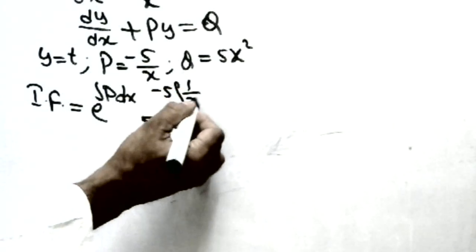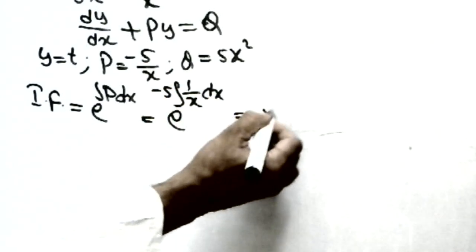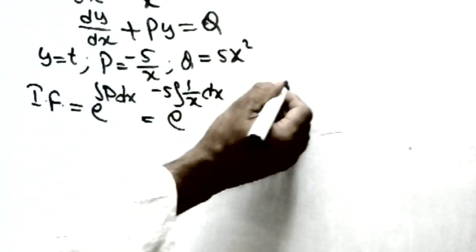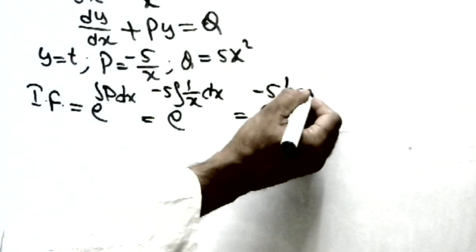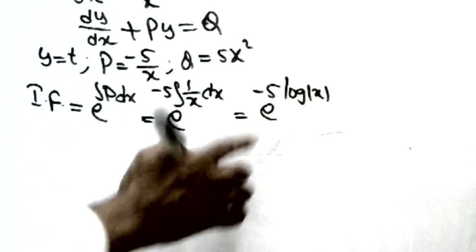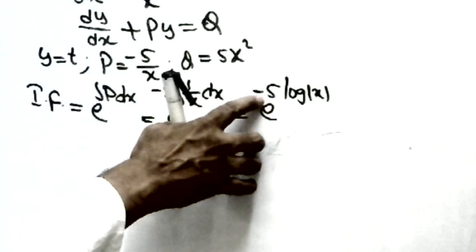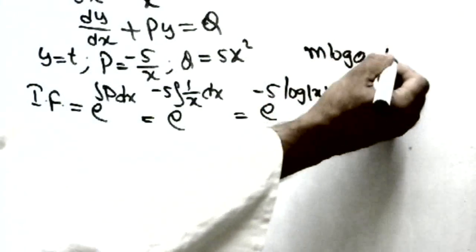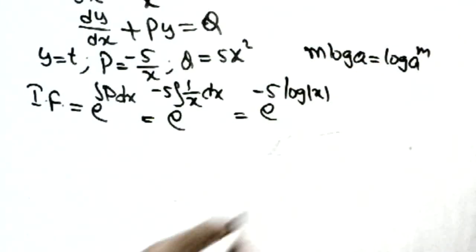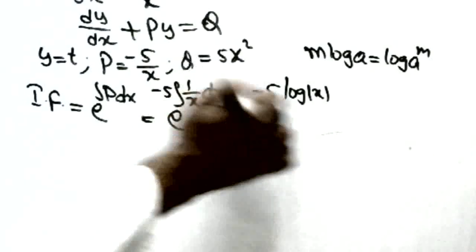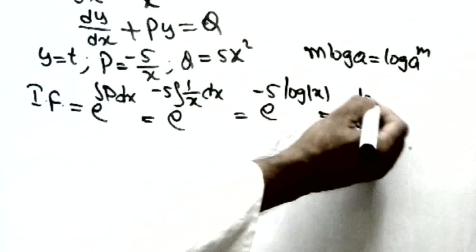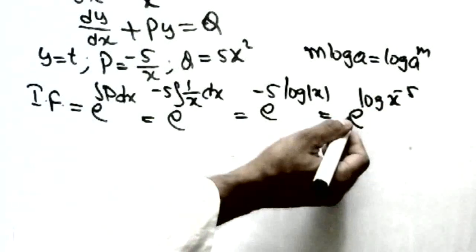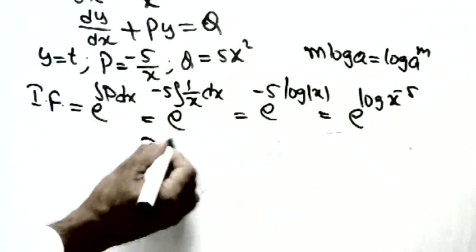Now take out minus 5 outside, it is a constant, so it is left with 1 by x dx, e power minus 5. Now integration of 1 by x is log of mod x. Now see here, e and log will get cancelled, but we have to take out this minus 5. There is a formula: m log a we can write as log a power m. So it will be e to the power of log of x power minus 5. Now e and log will get cancelled.